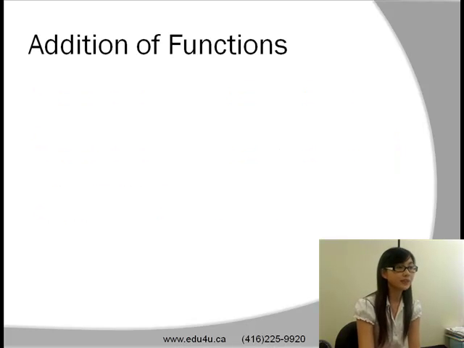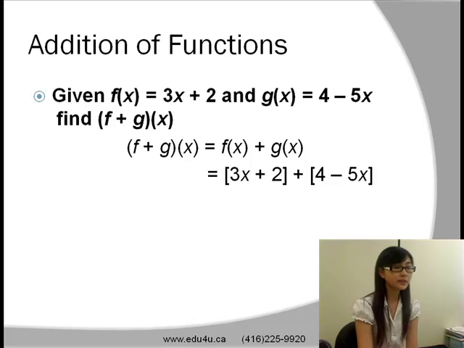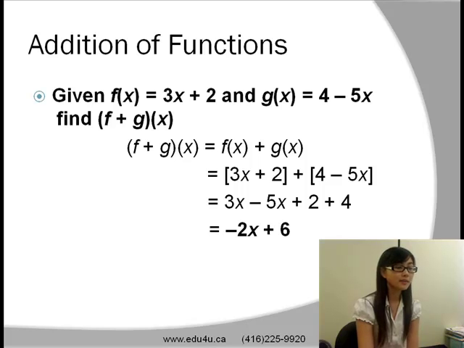Let's first look at addition of functions. Given f of x equals 3x plus 2 and g of x equals 4 minus 5x, find f plus g of x. Well, f plus g of x is the same thing as f of x plus g of x, so we just plug in the values. That would be 3x plus 2 plus 4 minus 5x, which is the same thing as 3x minus 5x plus 2 plus 4. And the final answer is negative 2x plus 6.